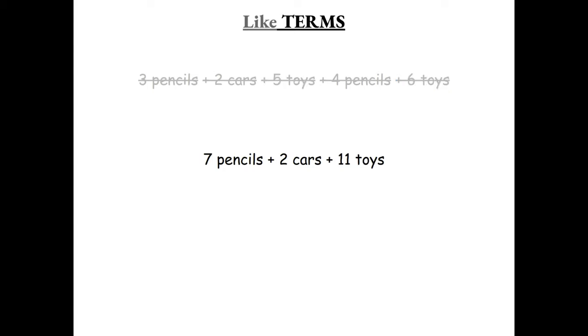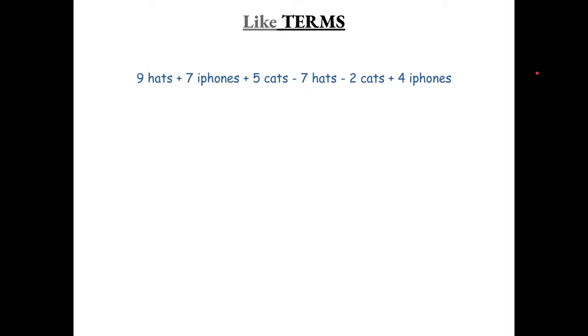So you see how we simplified the above expression, this one, and we got this one over here by adding the like terms together. That's the concept behind this. So for instance, we have 9 hats, 7 iPhones, 5 cats, negative 7 hats, negative 2 cats, and 4 iPhones. You'd add the like terms together. If you have 9 hats and negative 7 hats, you really have 2 hats. If you have 7 iPhones and 4 iPhones, you really have 11 iPhones. If you have 5 cats and negative 2 cats, you really have 3 cats altogether. So we see how we simplify the above expression to get the one below it.